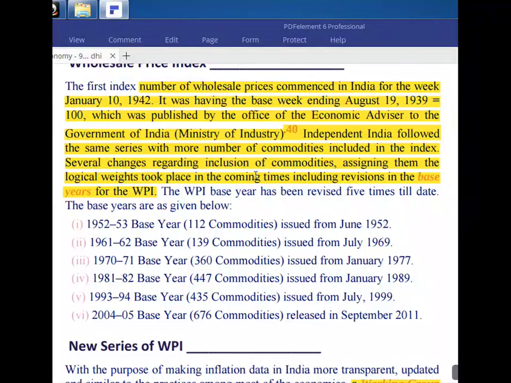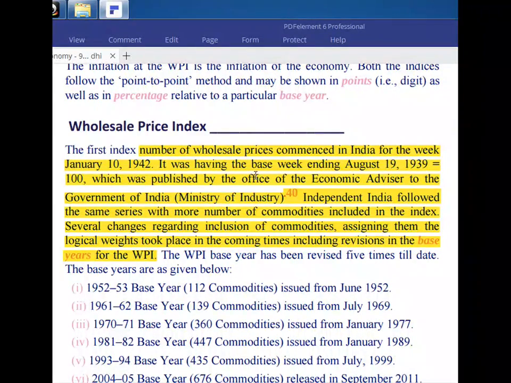Wholesale price index. The first index number of wholesale prices commenced in India for the week ending January 10, 1942. It had the base week ending August 19, 1939 equal to 100, and was published by the Office of the Economic Adviser to the Government of India, Ministry of Industry. Independent India followed the same series with more commodities included in the index.